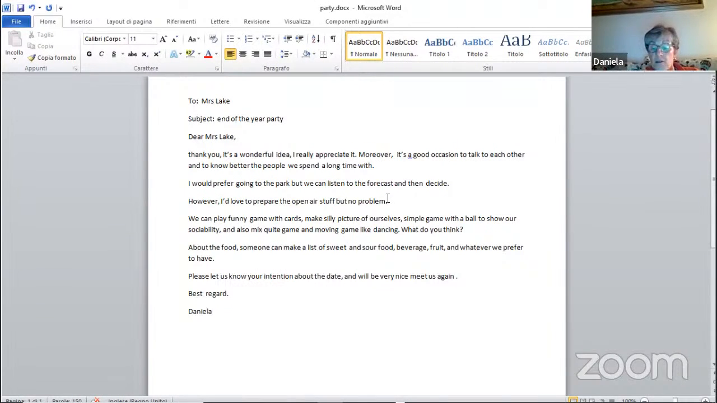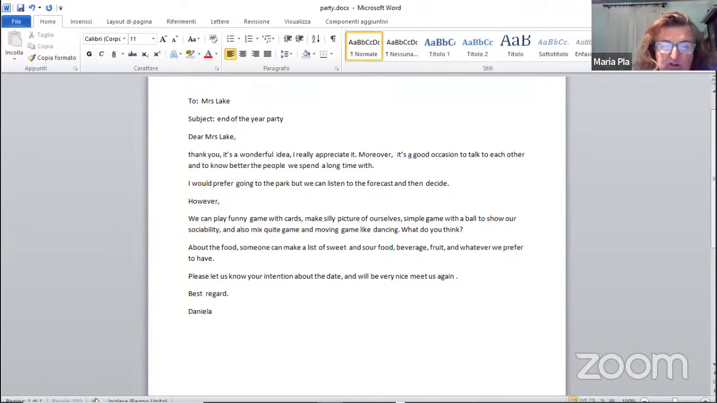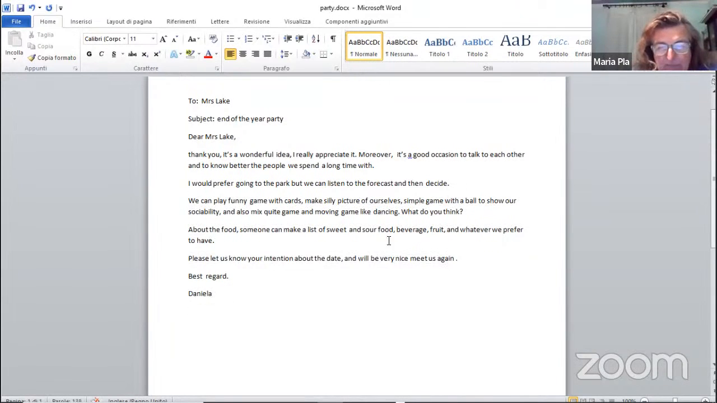We can play funny games with cards, make silly pictures of ourselves, simple games with a ball to show our sociability. And also mix quiet games. What does quiet mean? Tranquilli, quiet, with the E before the T. Quiet games.